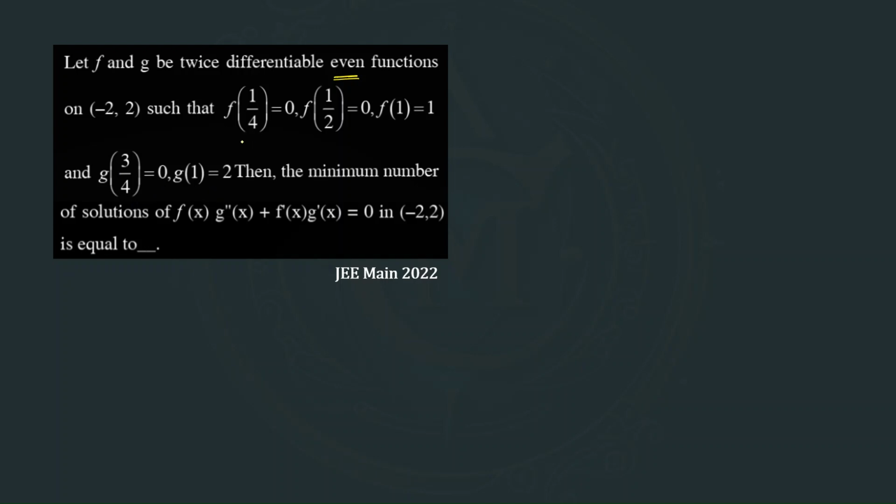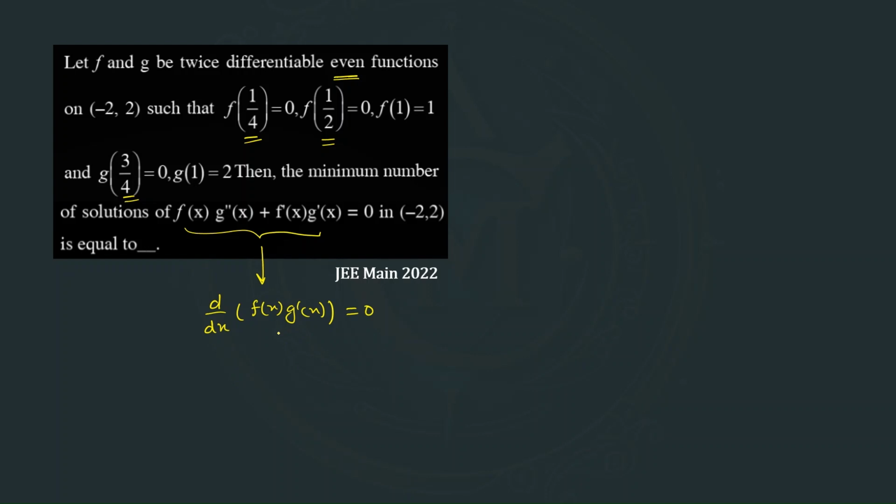Okay, that means x equal to 1 by 4 and x equal to 1 by 2 are the roots of this function f, and x equal to 3 by 4 is one of the roots of this function g. Then the minimum number of solutions of this equation in this interval is equal to what? If we carefully observe this expression, we can see that this can be written as derivative with respect to x of the function f x times g dash x is equal to 0.